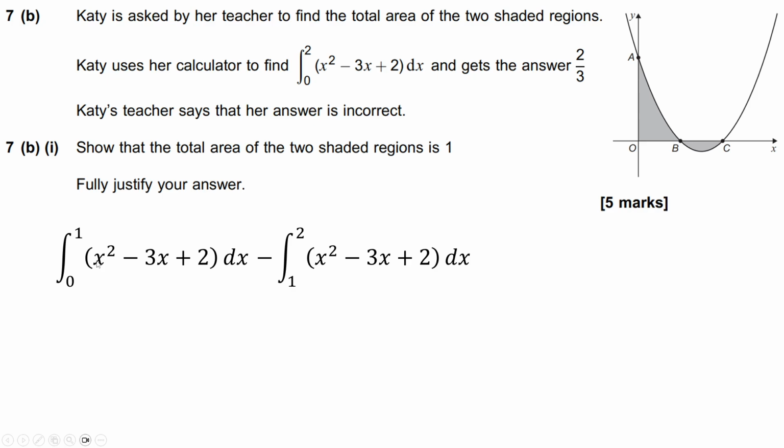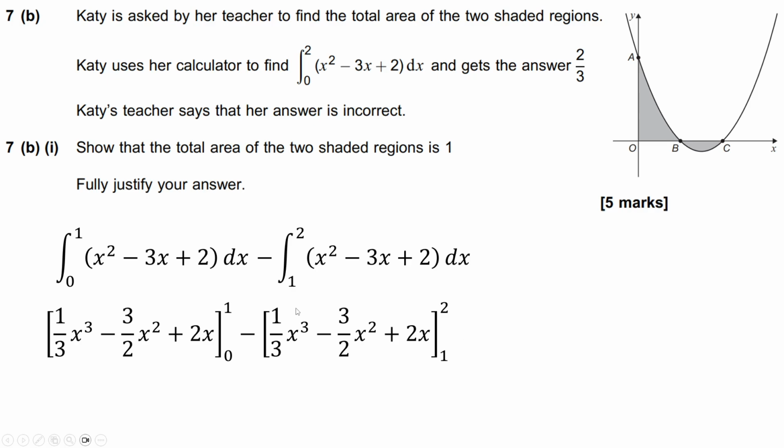If you integrate this, this is a third x cubed minus 3 over 2 x squared plus 2x, and then you would also have a plus c, but it doesn't really matter because it'll cancel out because it's a definite integral.